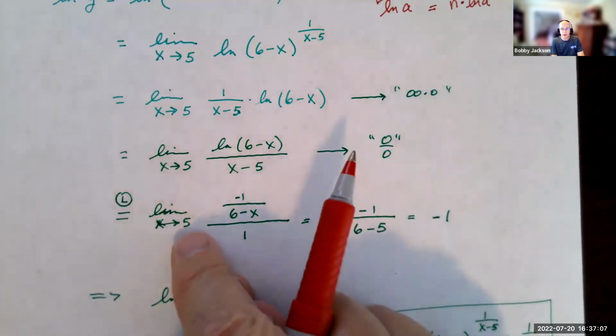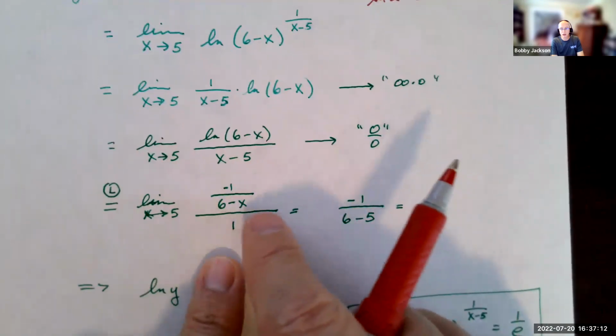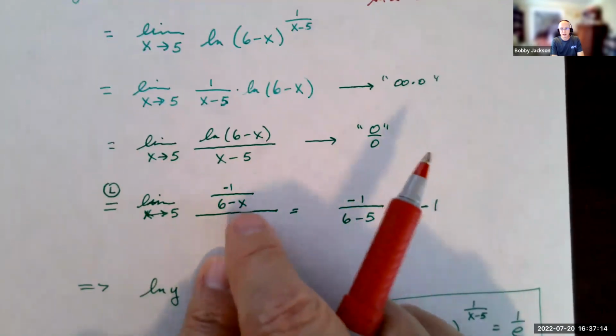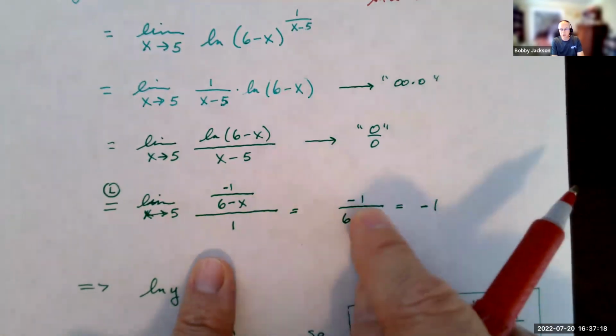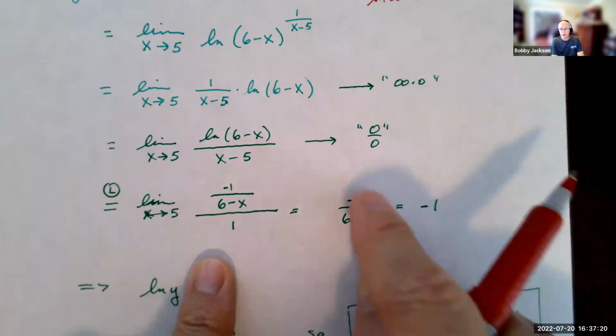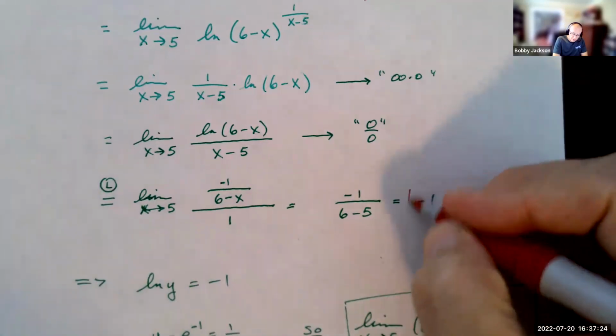But now I can plug in directly. I can plug in directly 5. In this expression, it's not indeterminate at all, right? If I plug in 5, I just get -1 over 6 minus 5 divided by 1. So it's just that, which 6 minus 5 is 1. -1 divided by 1 is indeed -1. So there's the limit. Okay.